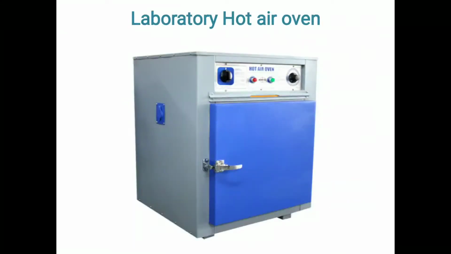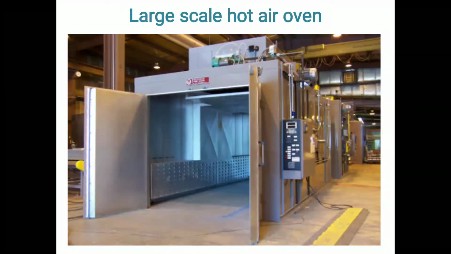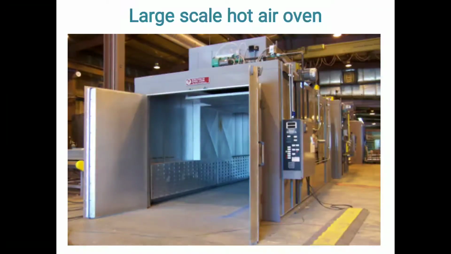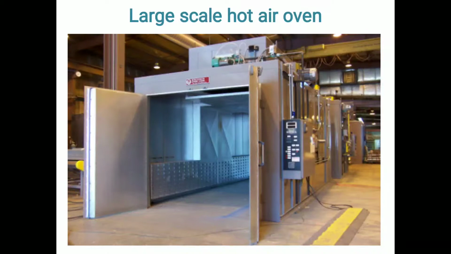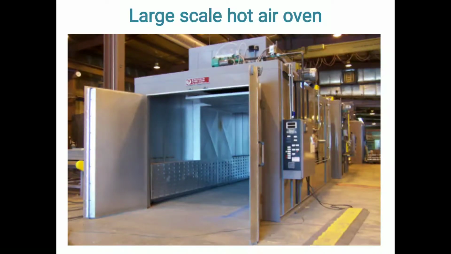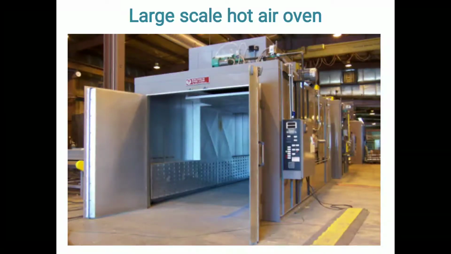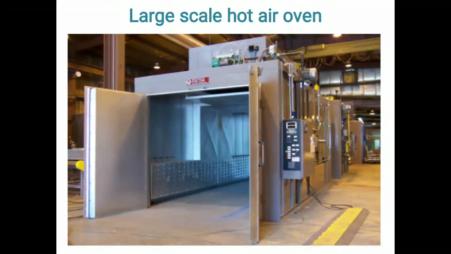So here is the simple laboratory hot air oven that we have already discussed. It is a very small apparatus or device. Here we can see a large scale hot air oven which we can enter. We can put up the materials, switch on the equipment and close the doors. So with these huge equipments, a large quantity of pharmaceuticals can be processed within this large scale hot air oven.